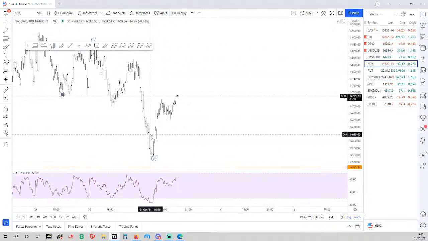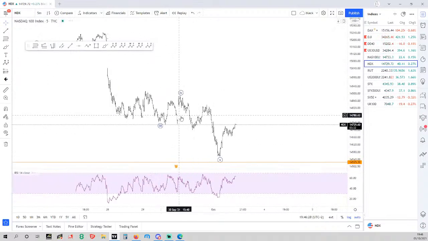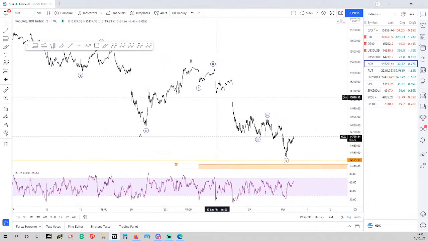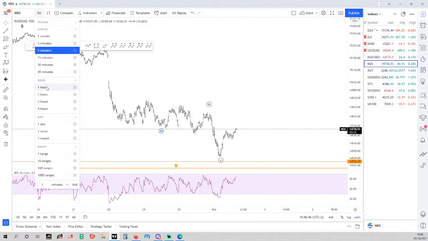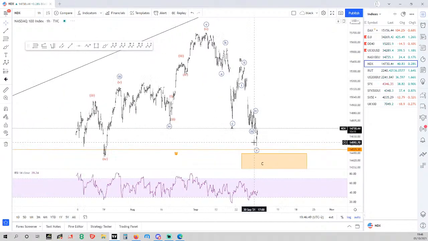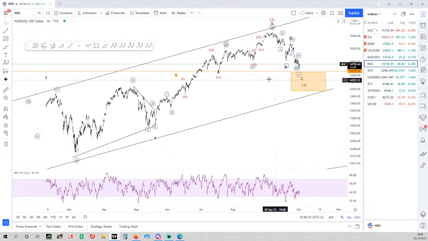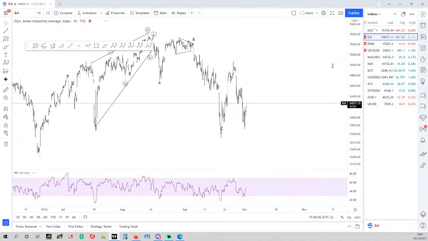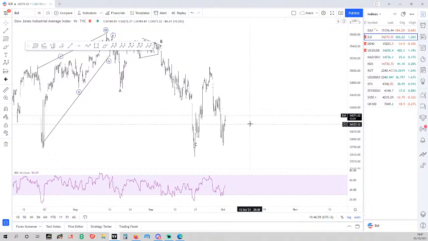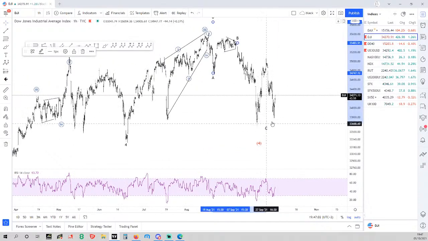Let's go even on the 5 minutes. 1, 2, 3, A, B, C, 4. Yeah, that could be a way to count it. 1, 2, 3, 4, 5. Down here would have been a good spot where we could have started buying, to be honest. I actually shared the setup with members.